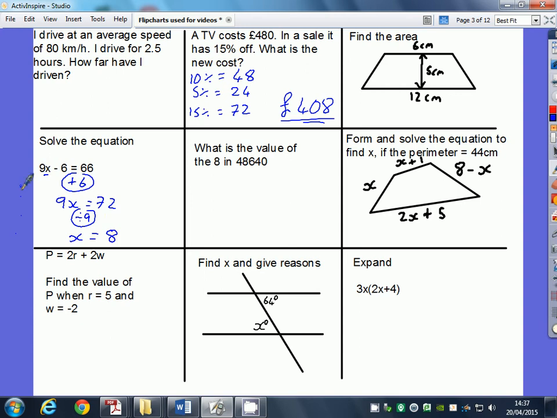We can check it. 9 times 8 is 72. Take away 6 is 66. So we immediately know we have got full marks on that question.